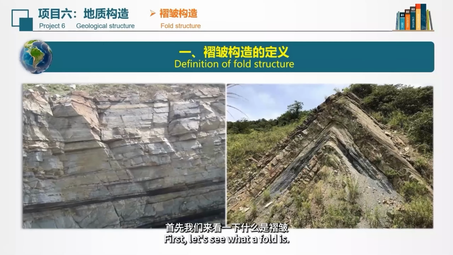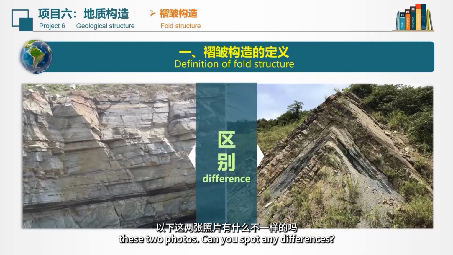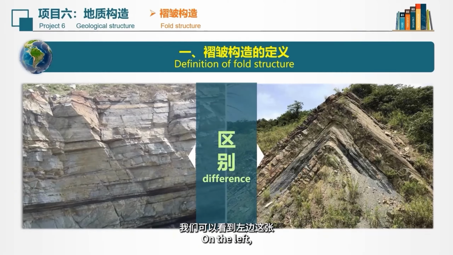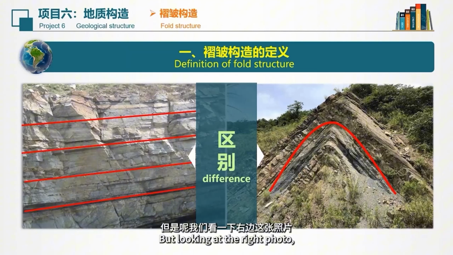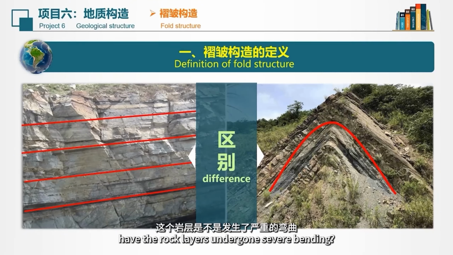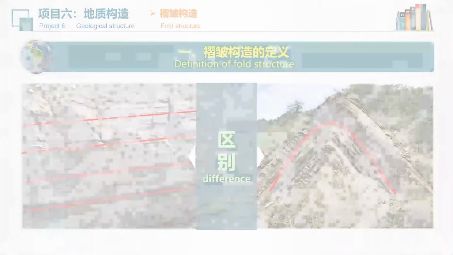First, let's see what a fold is. Students, take a look at these two photos. Can you spot any differences? On the left, we have normal rock layers, formed by sedimentation, which are essentially horizontal. But looking at the right photo, have the rock layers undergone severe bending? Why is there such severe bending in the rock layers of the right photo? Well, this is closely related to what we're learning today, folds.